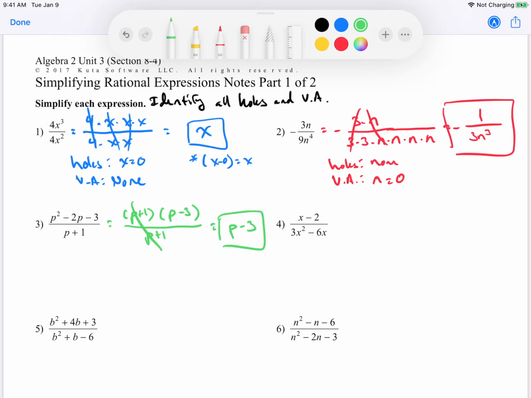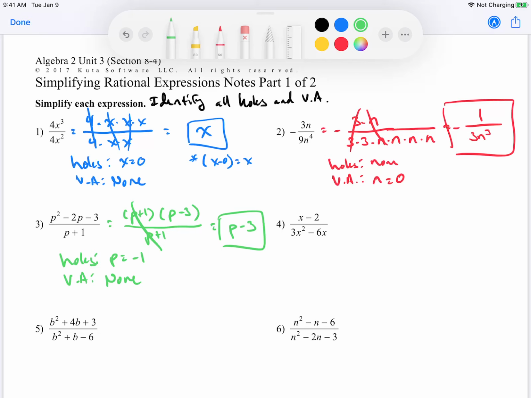Now again, when we're looking at holes and vertical asymptotes, we'll notice that since I could remove p plus 1, that means that we have a hole at p equals -1. Now, there was nothing in the denominator that couldn't be removed, so there are no vertical asymptotes.